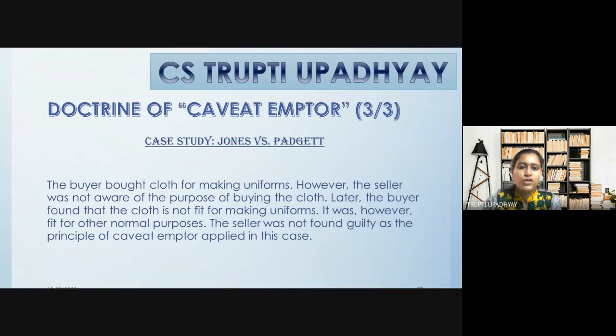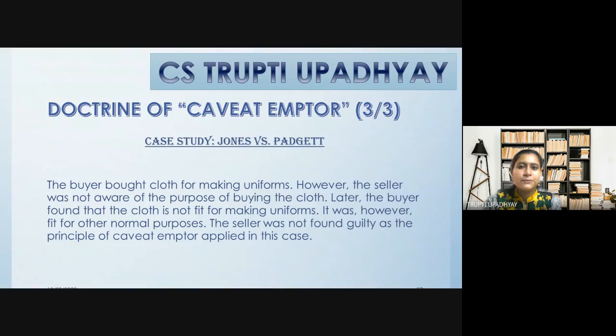In the case of Jones versus Paget, the buyer bought a cloth for making uniforms. However, the seller was not aware of the purpose of buying the cloth. Later, the buyer found that the cloth was not fit for making uniforms. It was, however, fit for other normal purposes. The seller was not found guilty as the principle of caveat emptor applies in this case.